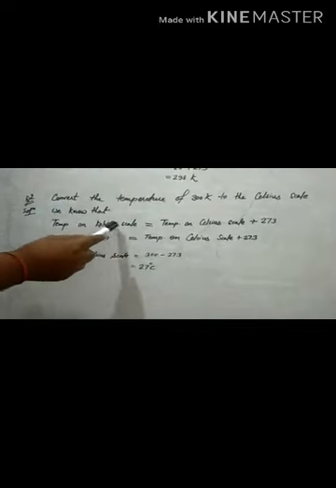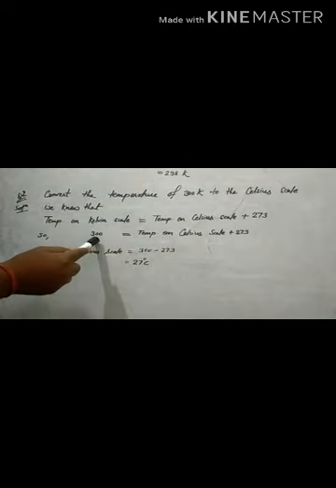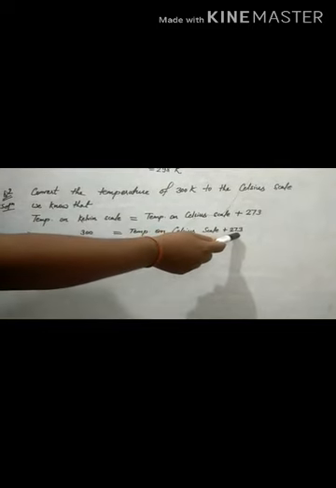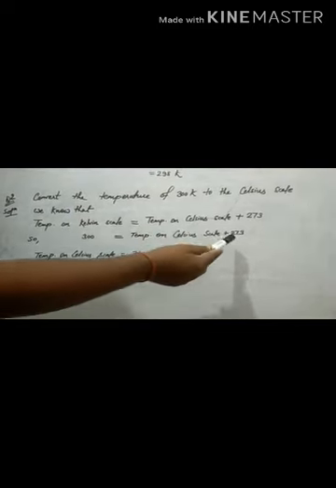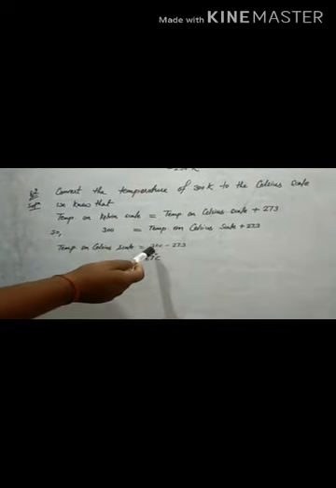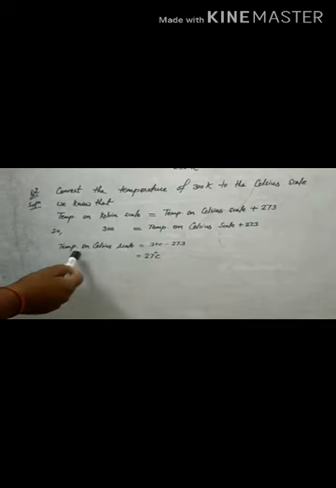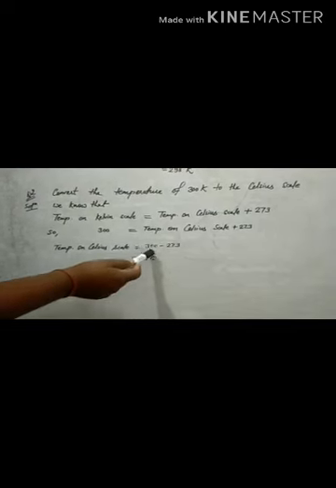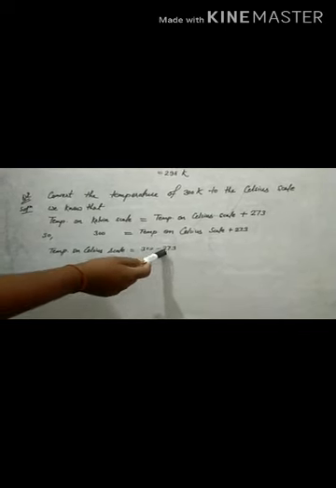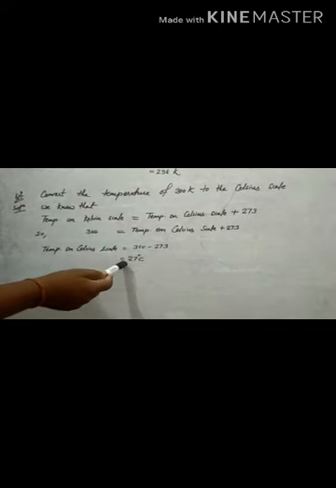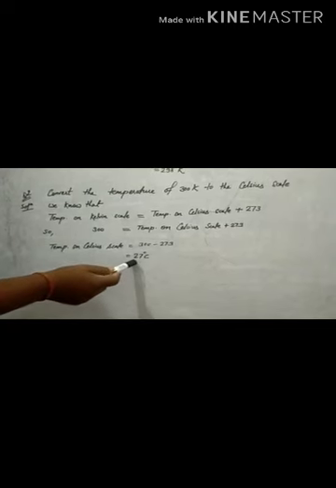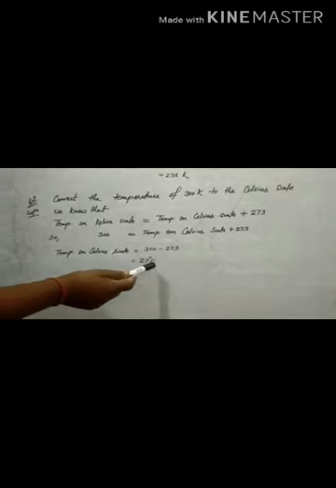We know the temperature on the Kelvin scale is what? 300 Kelvin. Right, here it is equal to temperature on the Celsius scale plus 273. When 273 moves to the left side, what will you get? You will get temperature on the Celsius scale is equal to 300 minus 273, and subtracting 273 from 300, we get 27 degrees Celsius. So the temperature on the Celsius scale is 27 degrees Celsius.